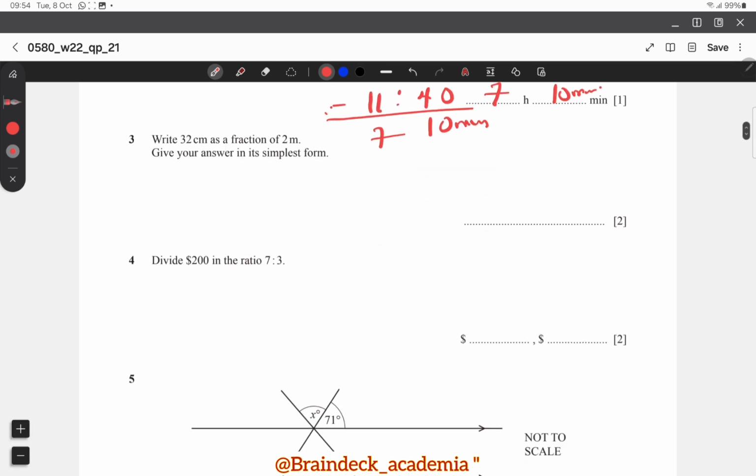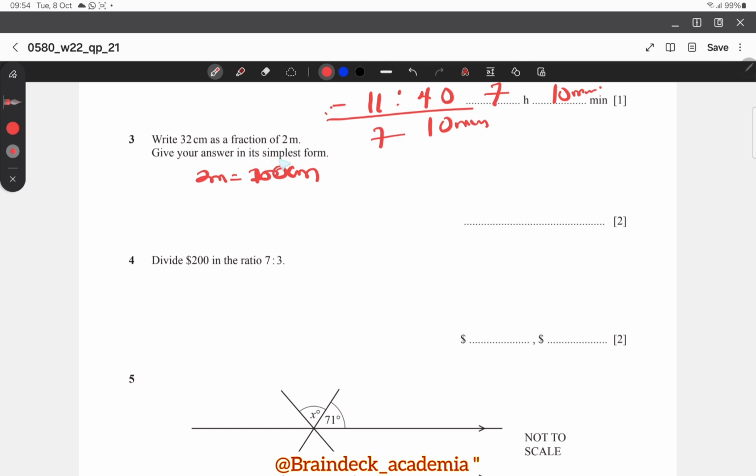So for number 3, they said write 3 centimeters as a fraction of 2 meters. Give your answer in the simplest form. So we know that 3 centimeters and 2 meters are not the same thing, because this is centimeter, this is meter. So the first thing we need to do is to change meter to what? Centimeter. So 2 meters to centimeters is 200 centimeters.